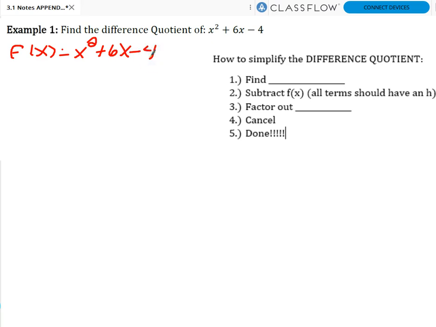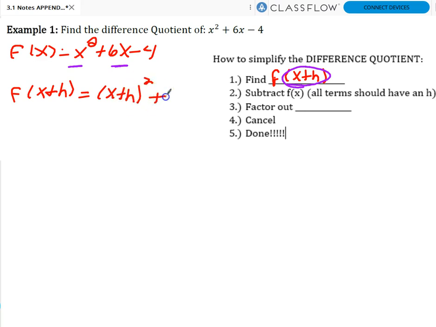Okay, so the first thing that we need to figure out is what is going to be f of x plus h. All right, so what we're going to do is take x plus h and plug it in for each of our x values and simplify it. So when we do that, we get f of x plus h to be (x plus h) squared plus 6(x plus h) minus 4.